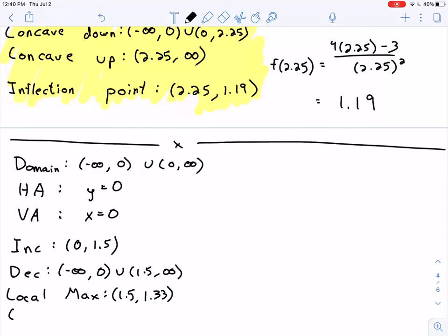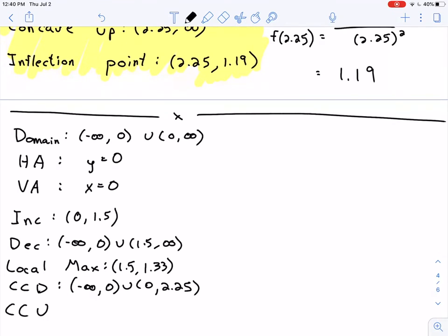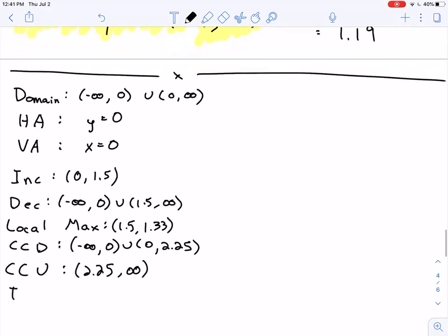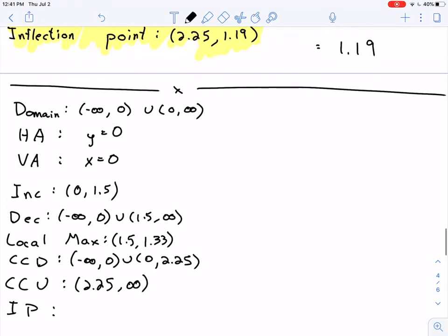And then all the information we just found from our second derivative. So our function is concave down. Actually, let's do this. This is taking up too much space. Say it's concave down on negative infinity to 0 and 0 to 2.25. It is concave up on 2.25 to positive infinity. We have an inflection point at 2.25, 1.19.